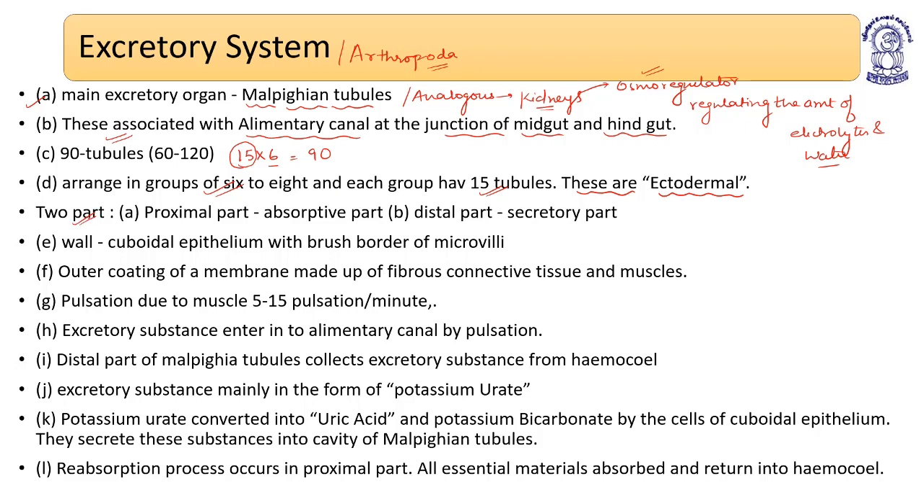The Malpighian tubules have two parts. First, the proximal part, which functions as an absorptive organ and helps in absorption, and the second is the distal part, which helps in secretion.